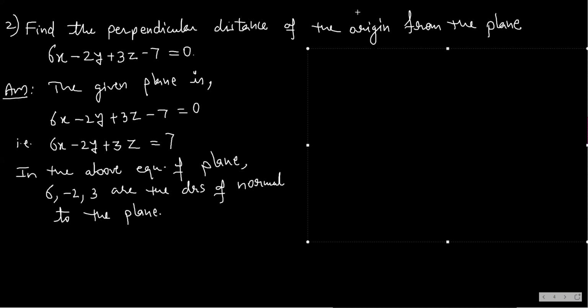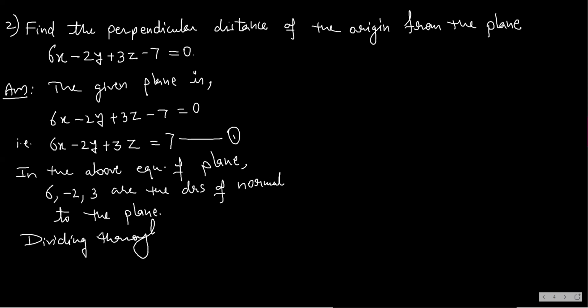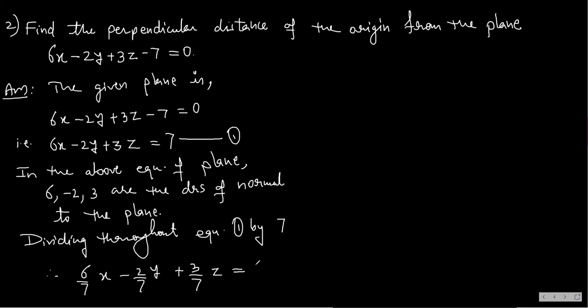So here, students, I will divide throughout equation 1 by 7. Why 7? I just calculated that the square root of 6 square plus minus 2 square plus 3 square is 7. So I will get 6 upon 7 x minus 2 upon 7 y plus 3 upon 7 z equals 7 upon 7, that is 1. And now I write.